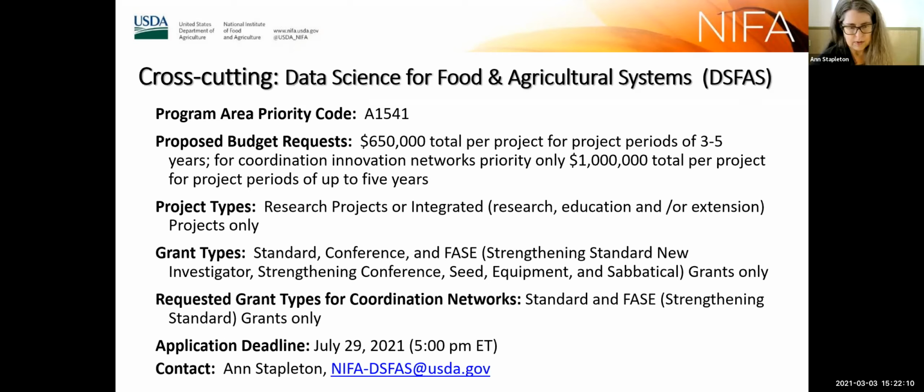Okay, coordination networks with the larger budget have slightly different grant types. So they are only standard and phase, and that phase is only strengthening standard. The application deadline is July 29th in 2021. And there are many program officers involved in this program, including Dr. Chen, who you just heard from, one of the national program leaders involved. We have a mailbox specifically for this program, so please address your inquiries there, and the appropriate national program leader will answer your question. Next slide.